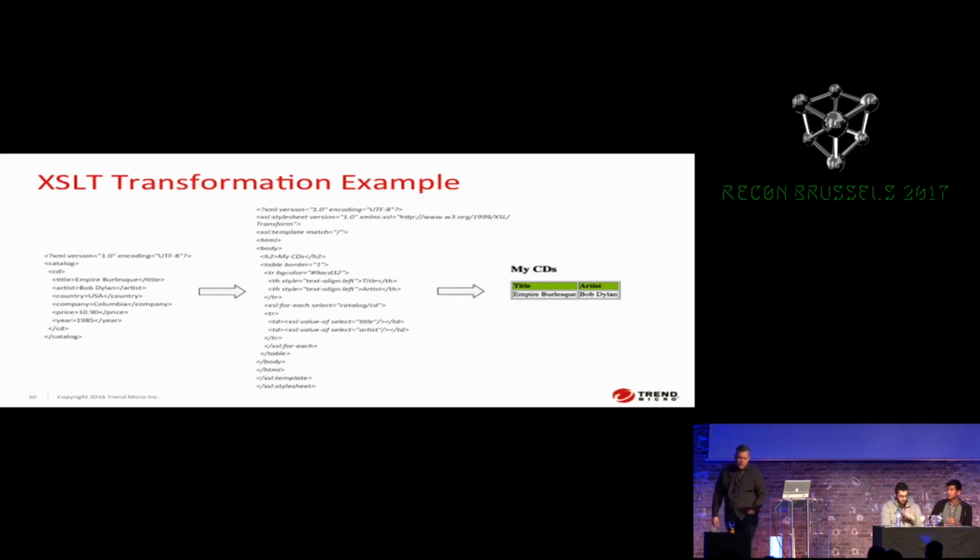So an XSLT transform is really simple, and looks like this on the screen. It's probably hard to read in the back, but the XML on your left contains a catalog with multiple CDs, with a bunch of metadata related to the CD itself. And then in the middle here, there's an XSLT document that's going to transform that XML into the HTML that you see on the screen.